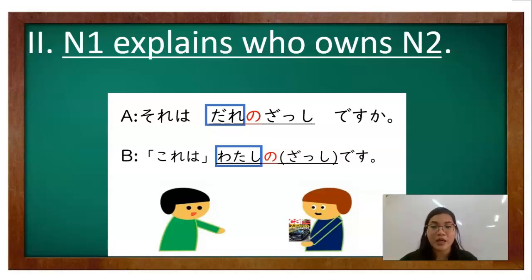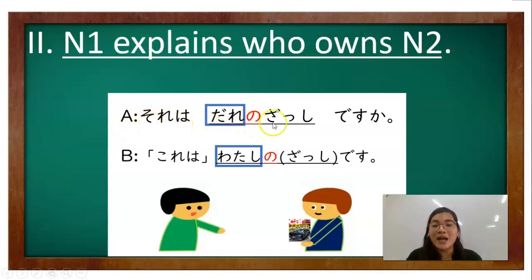And you answer これは私の雑誌です, or you can just say watashi no desu. When you say kore wa watashi no zasshi desu, this means this is my magazine. But when you say watashi no desu, it means it's mine. You can answer either way, but it's important that you answer in a complete sentence. Let's do the practice here.